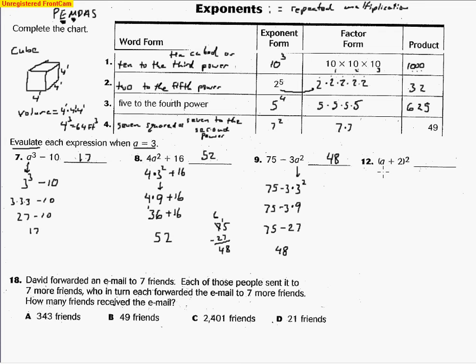3 again goes in for this a. And what does order of operations say we do first here? Well, it says we do parentheses first. So we get to do this addition. So we get to add the 3 and the 2 first. So that gives us 5. And then we take that and square it.